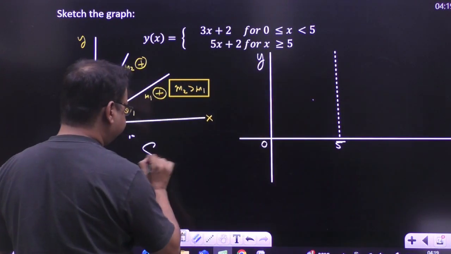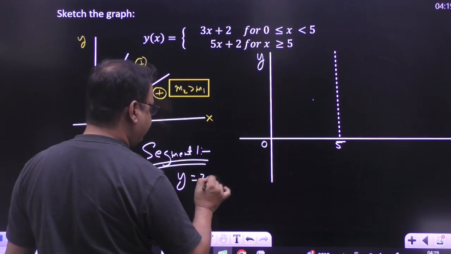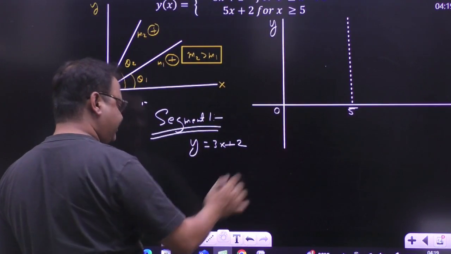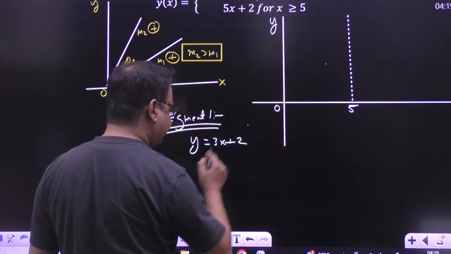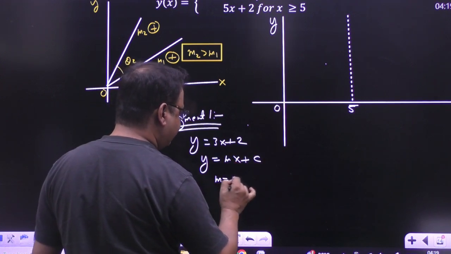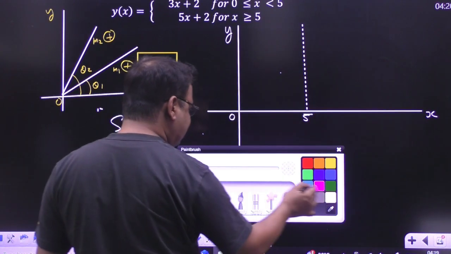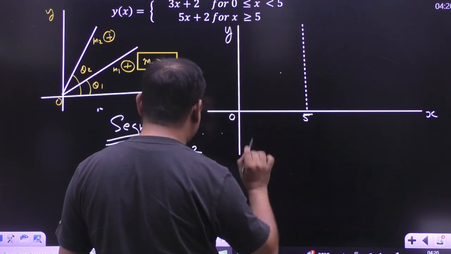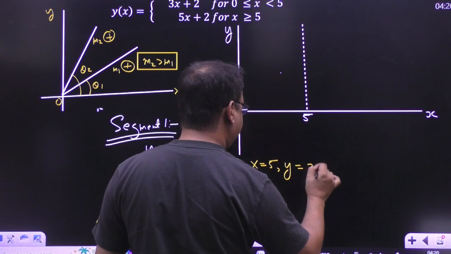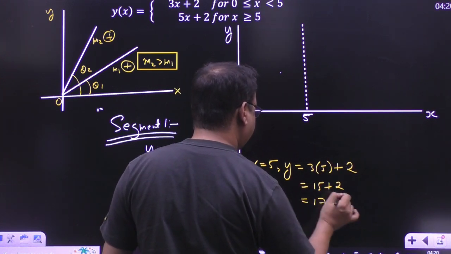So you can see, in segment 1 we have a graph of 3x plus 2, and since you are starting from x equal to 0, surely this graph will cut the y-axis. So instead of finding the point, you can find the value of m and c. So m is 3, the graph will go upward, and c is coming to be 2. And we have to find the end point because the graph will end at x equal to 5. So when x is equal to 5, y will be equal to how much? 3 into 5 plus 2, so we'll get 15 plus 2, that will be how much? 17. Got it?